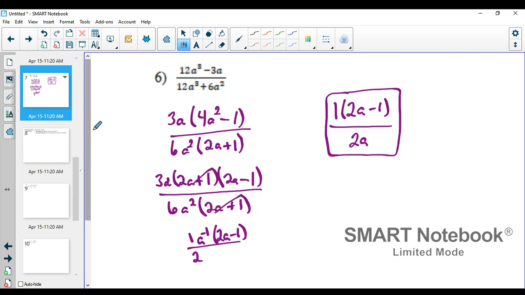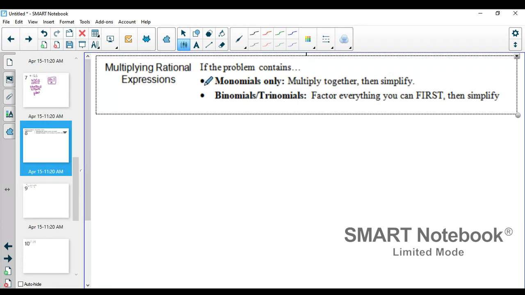All right, so that's just if we are simplifying a single fraction. Our next set of operations is multiplying rational expressions. So if the problem contains monomials only, so if it's one term over one term, then you just multiply together and then simplify.